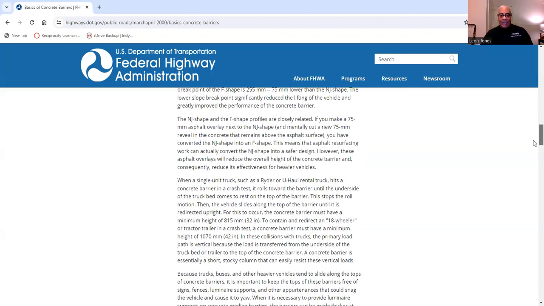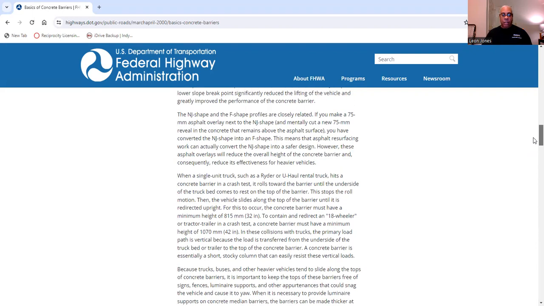Now, again, the NJ shape and the F shape profiles are closely related. If you make a 75 millimeter asphalt overlay next to the NJ shape and mentally cut a new 75 millimeter reveal in the concrete that remains above the asphalt surface, you have converted the NJ shape into the F shape. What does this mean? It means that asphalt resurfacing work can actually convert the NJ shape into a safer design. However, these asphalt overlays will reduce the overall height of the concrete barrier and consequently reduce its effectiveness for heavier vehicles.